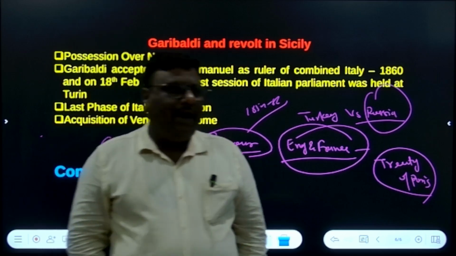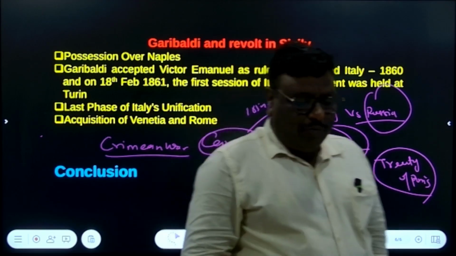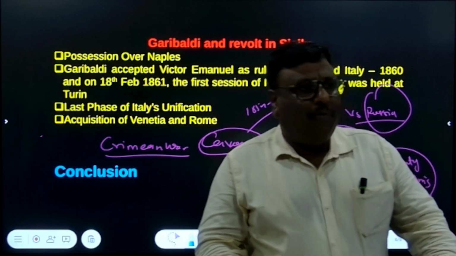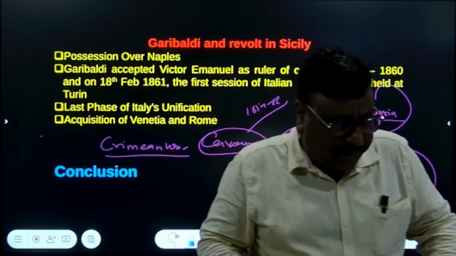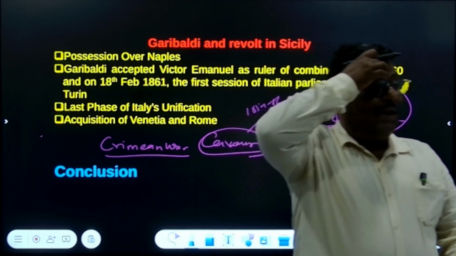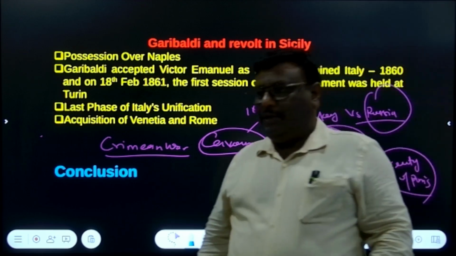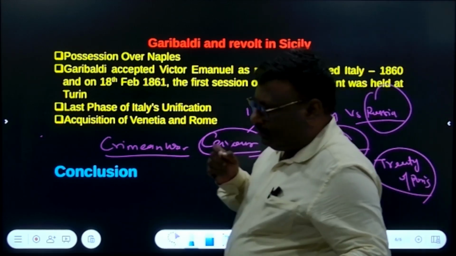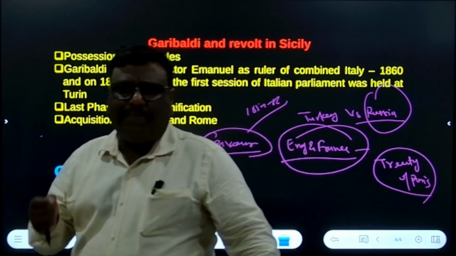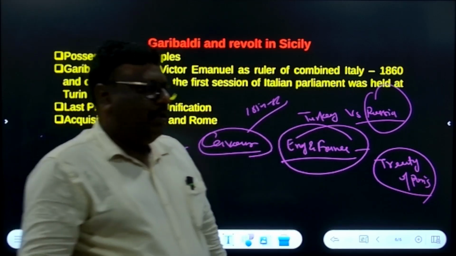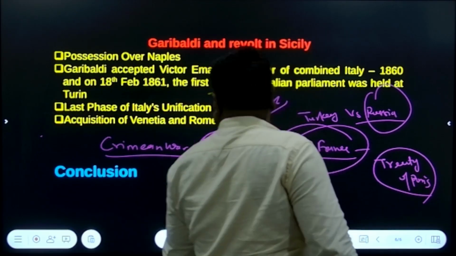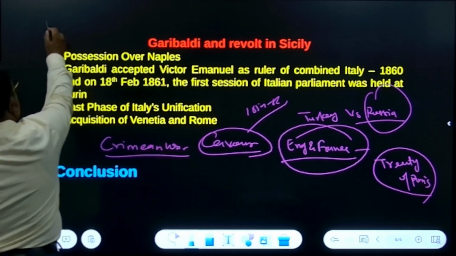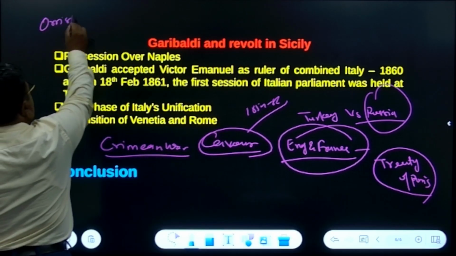After earning the sympathy of the world powers, Cavour planned for a war against Austria. Here Cavour thought to get the support of France. An incident happened. This is called the Orsini incident. Let me write Orsini incident.